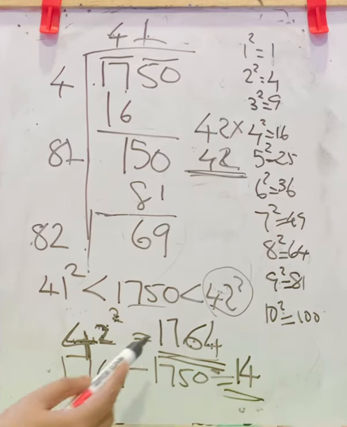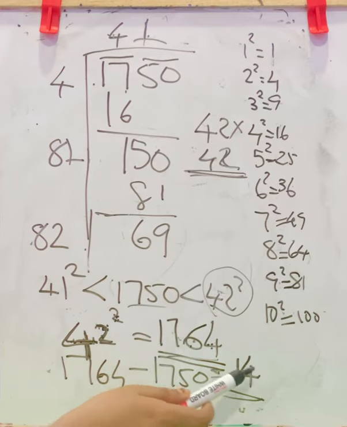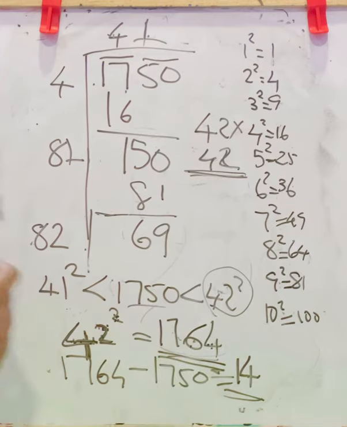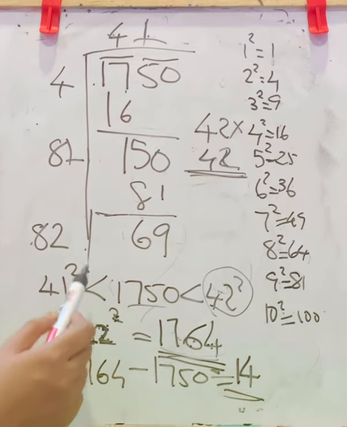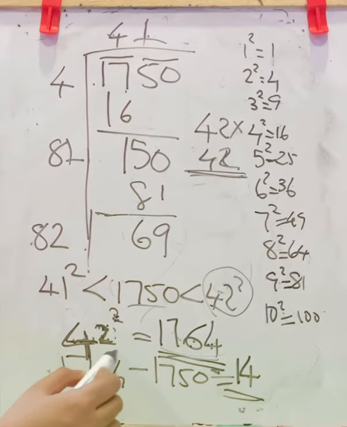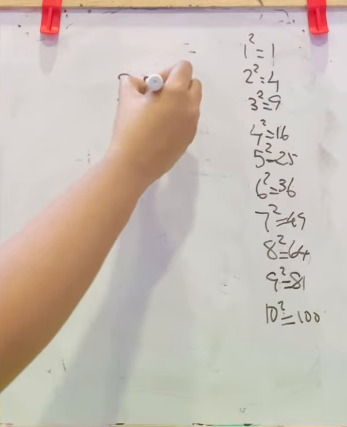So what number should be added to 1750 to become a perfect square? 14 should be added. And what will be the square root of 1764? 42. If you want to check or verify, you can do the division method and find out whether the square root is 42 or not.